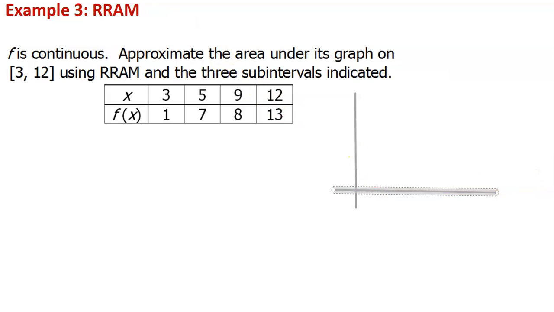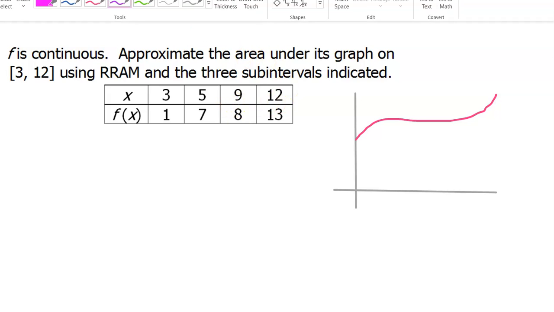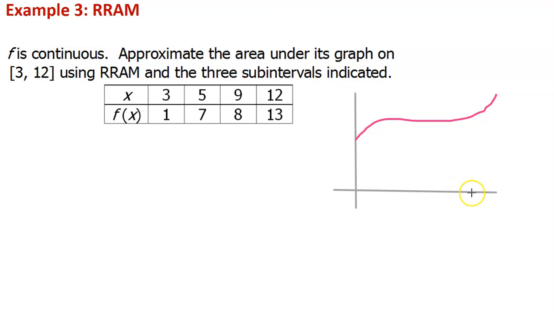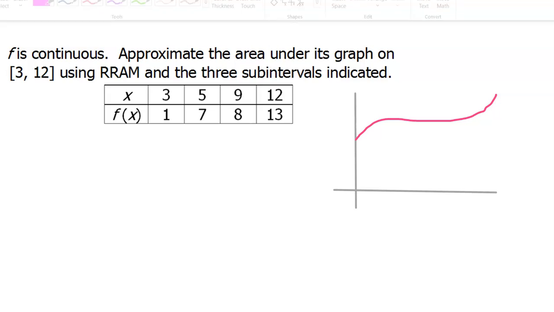Anyway, we don't really know what this curve is going to look like, so I'm just going to do something random. Random curve. Now, we're doing RRAM. So I'm going to just do a right rectangle real quick. Oh, that's not a rectangle. Try that again.